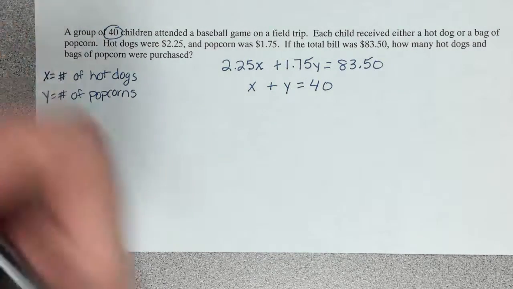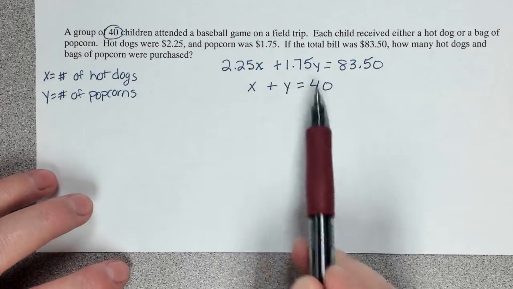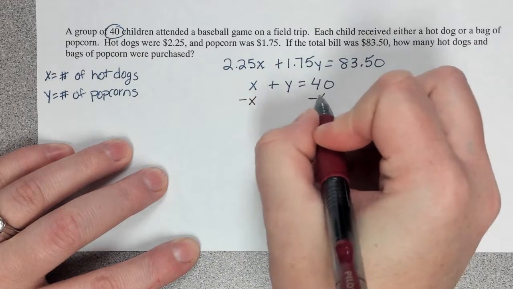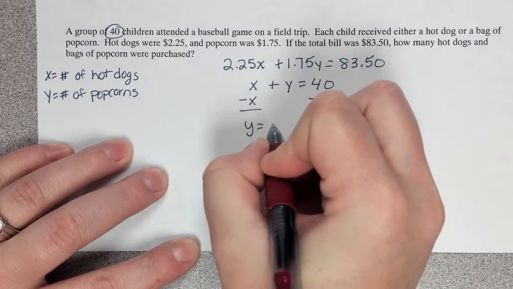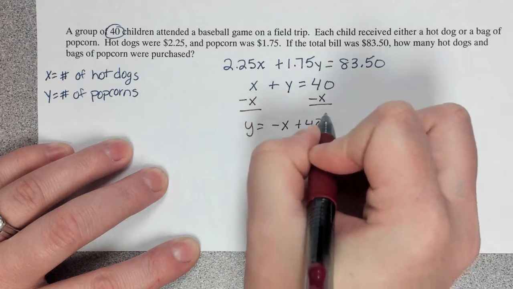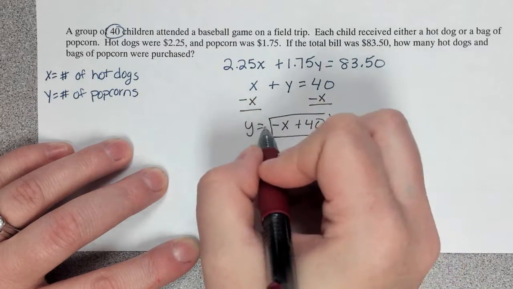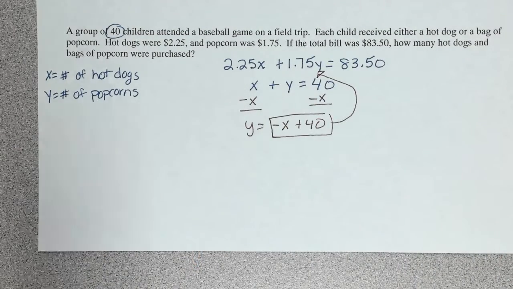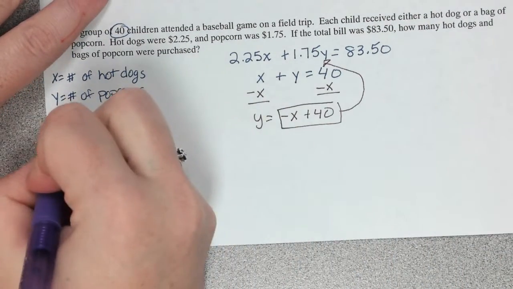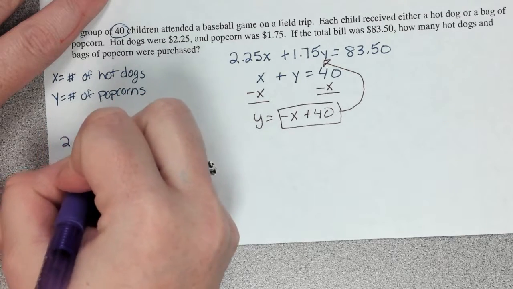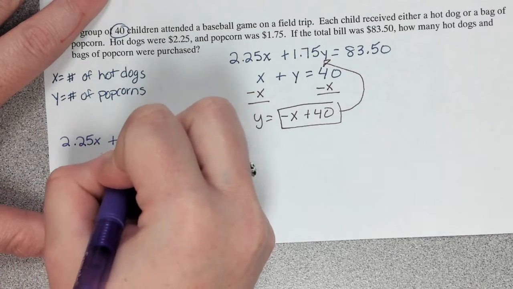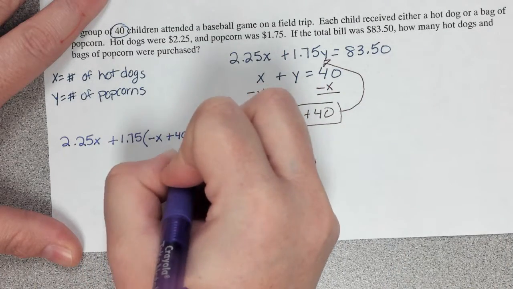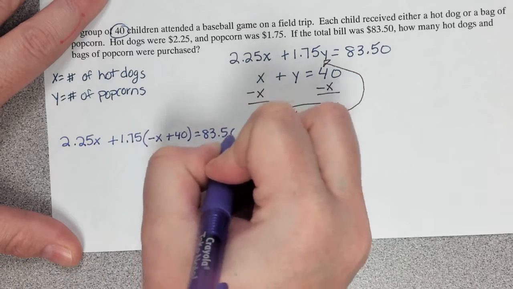Now I'm going to solve. And this one is super easy to solve by substitution because I can solve for x or for y. We're going to go ahead and get y by itself just because that's what we normally do. Here's my box. And remember, this gets substituted into my other equation. Okay, so we have now 2.25x plus 1.75 times negative x plus 40, and it all equals 83.50.